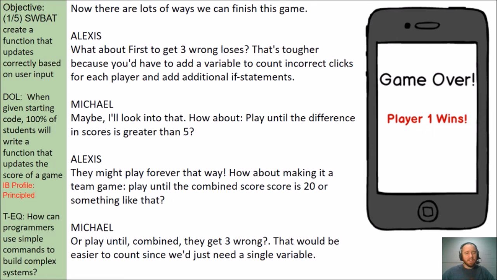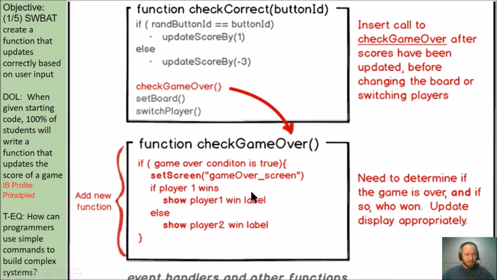So anyways, Alexis then goes on to say, well, they might play forever that way, so how about making it a team game? So play until the combined score is 20 or something like that. So Michael says, or play until combined they get 3 wrong. So that would be easier to count since we just need a single variable. My question here is, should we do things just because they're easier? Well, if you're an app developer, you need to do things to make the customers happy or do things to make the boss happy. But regardless, here's what they created.